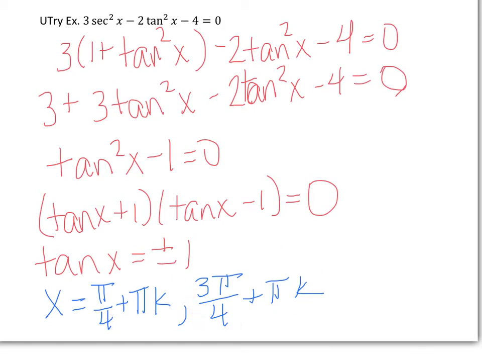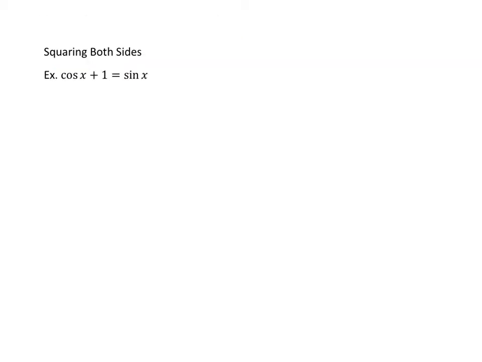Another strategy to solving these trig functions is to square both sides. Even if we got cosine and sine to the same side, we can't change one to the other. So what we're going to do is we're going to take both sides and square them.